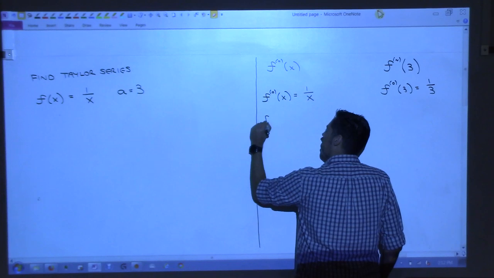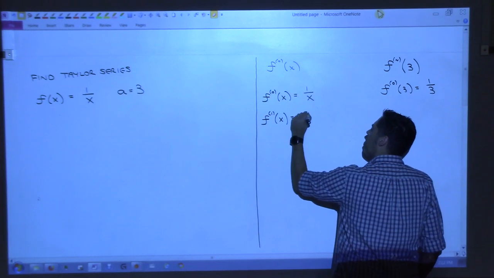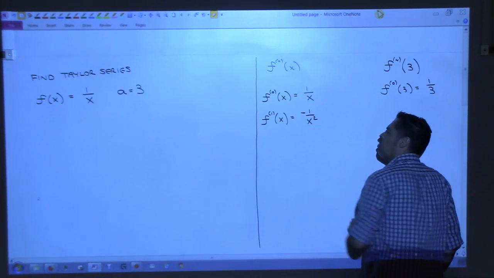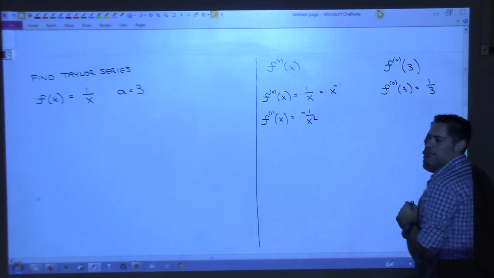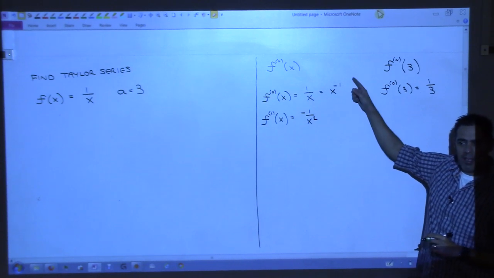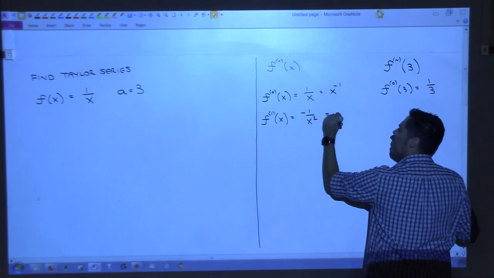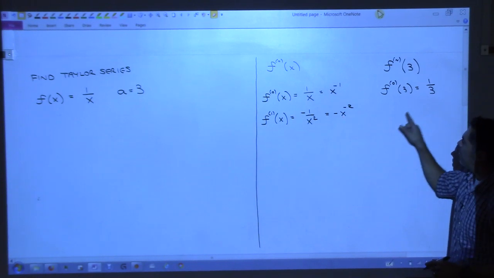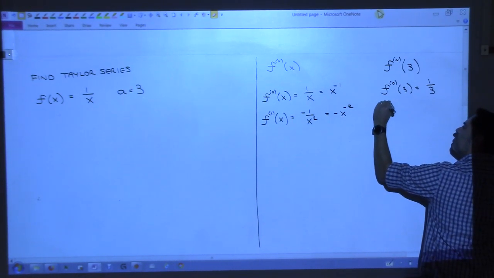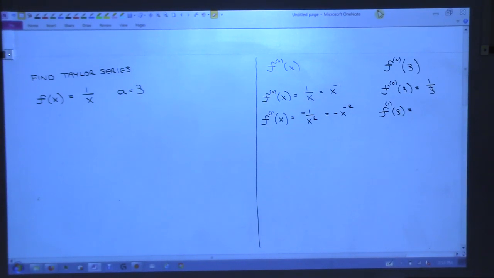The first derivative of this function is negative 1 over x squared. So where is that coming from? The fact that this is really x to the negative 1, right? So the derivative of that, the negative comes out, x to the negative 2, and you get this, right? Now I'm going to leave it like that, but I'm going to rewrite it like this just so we know what we're working with here. Now what is the first derivative at 3? Negative 1 over 9. Agreed?